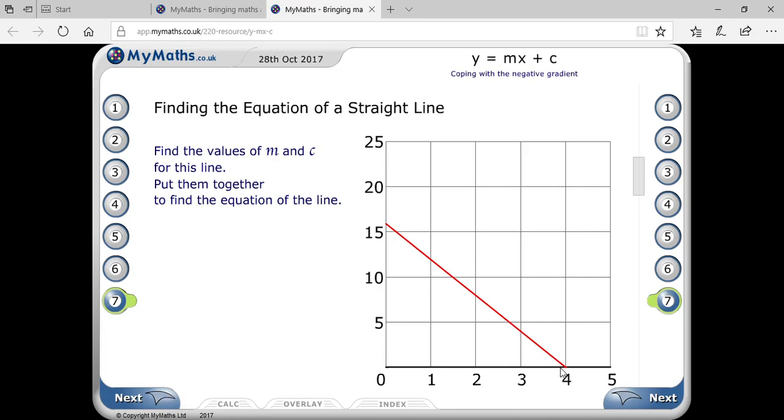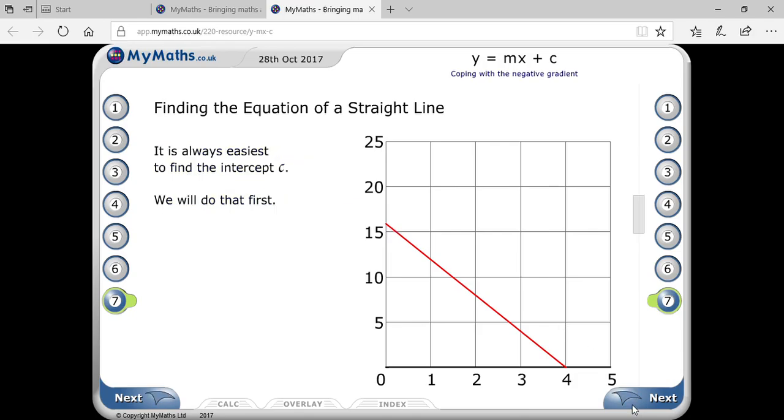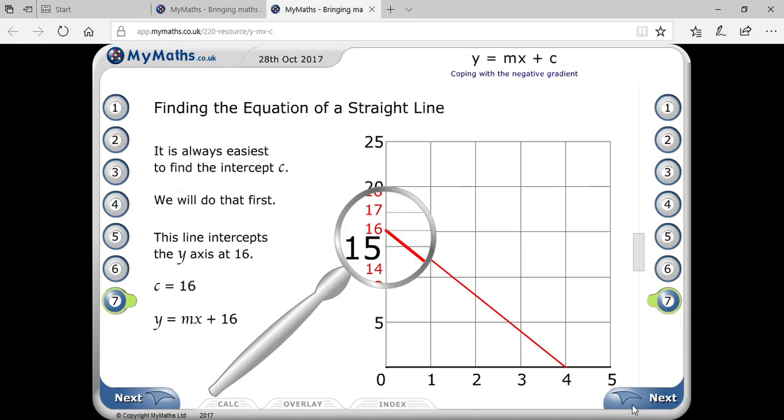Okay, and understand that? Yeah. You can see that your intercept, that means you can see that it is intersecting at 16, okay? So basically you have to plug in both the values of M and C and you will get your answer. You can see that it is intersecting at 16. So that's why your intercept is 16.